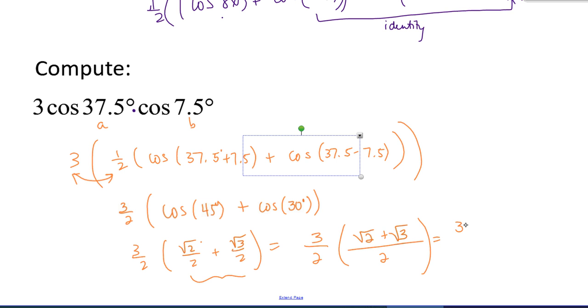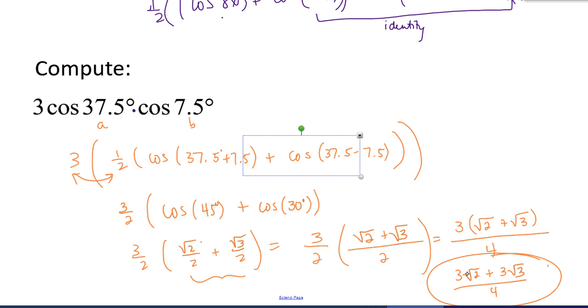Now be careful on this top because there's two things, the square root of 2 and the square root of 3, over 2 times 2, which is 4. I'd accept it that way, but you could also distribute and write it as 2 separate fractions. Really doesn't matter. I'm okay with that one right there too.